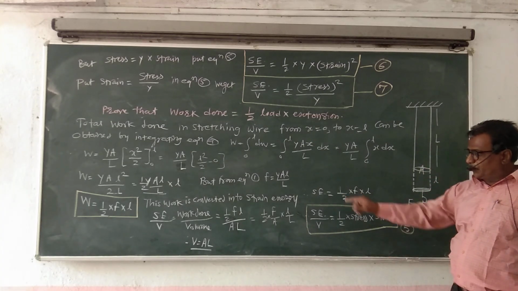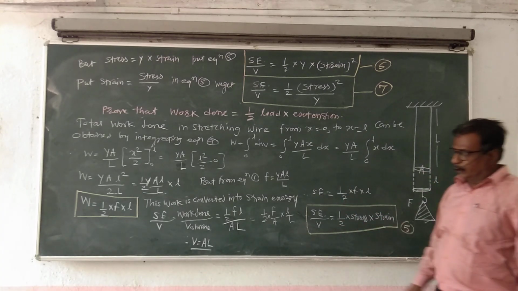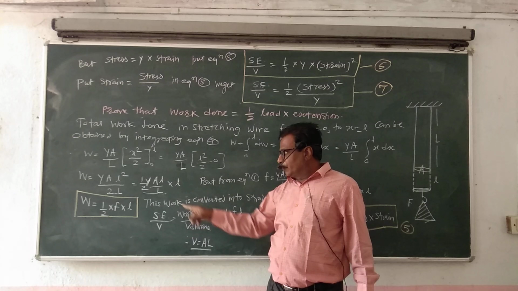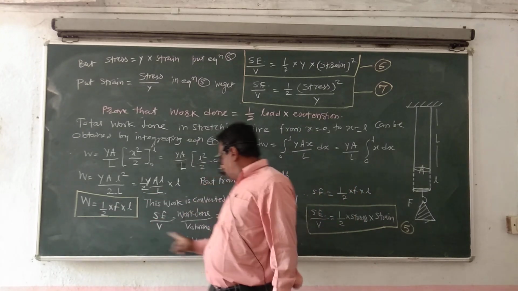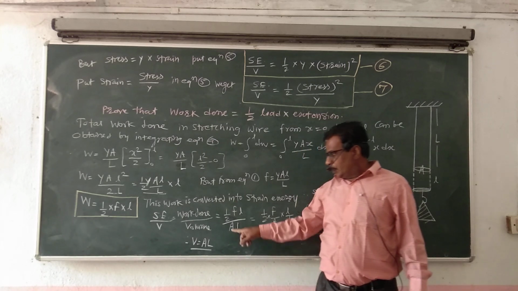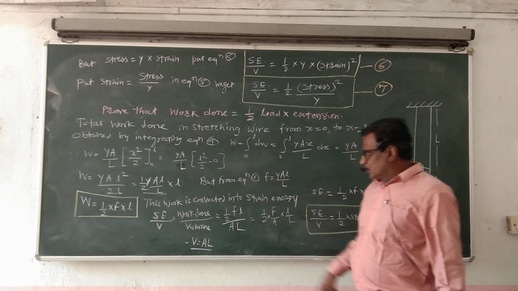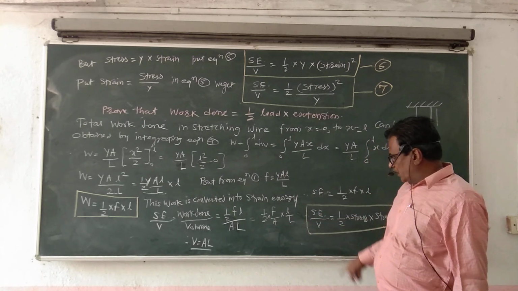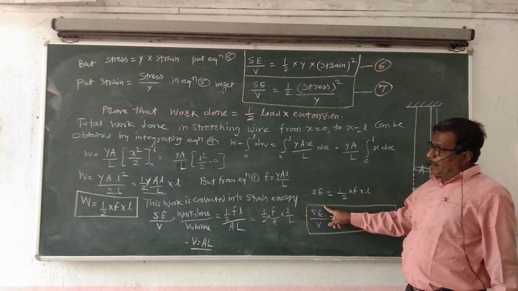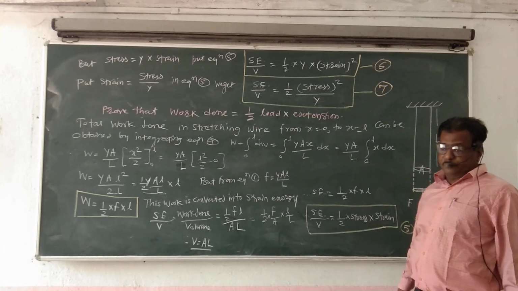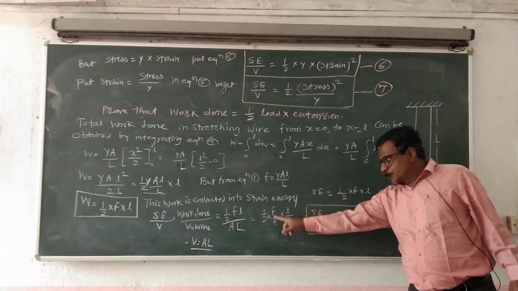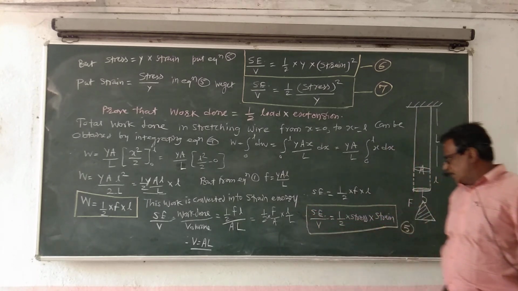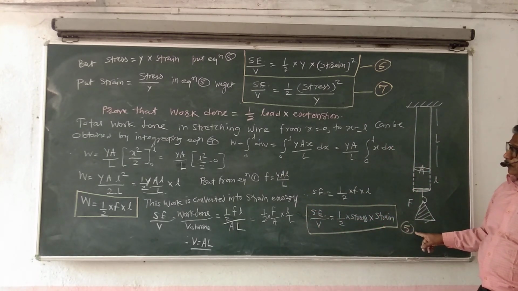So strain energy per unit volume is equal to work done divided by volume. Substitute the work done equal to half F into l and volume equal to area into length. So we get half F upon A into small l upon capital L. That means strain energy per unit volume is equal to half, force per unit area is nothing but stress, change in length upon original length is equal to strain. So we got equation number 5.